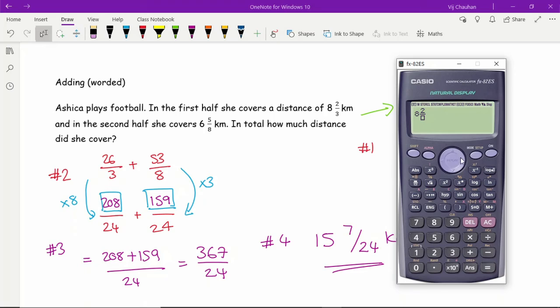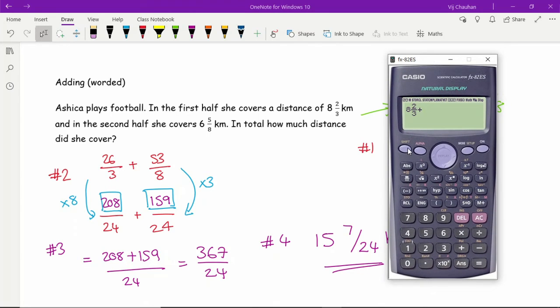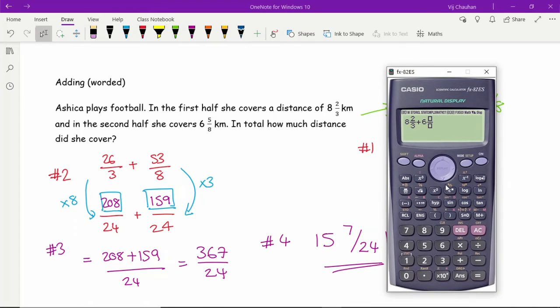This is a bit awkward on the computer. 8 2/3, and then I scroll across, and I need to add, what was I adding? 6 5/8. So again, I'm going to press Shift and the fraction button. Well, that hasn't worked, so let's delete that. So Shift and the fraction button, there we go. And we've got 6 5/8.